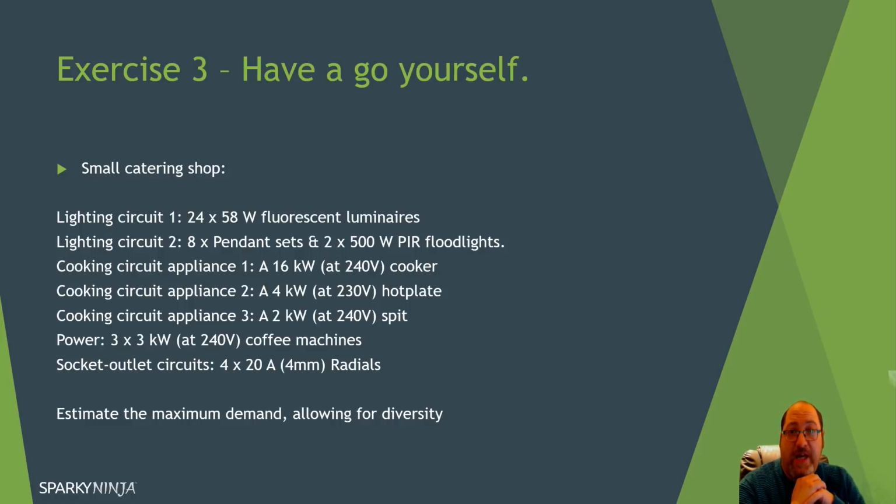We have a cooking circuit, appliance 1, appliance 2 and appliance 3. Okay, so they're cooking appliances. It's not a combined cooker, they're just heating equipment, cooking equipment. 3 power appliances, 4 socket circuits of the 20 amp type, 4mm radial.